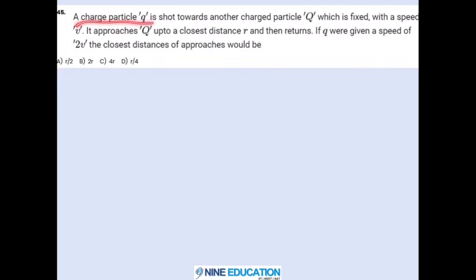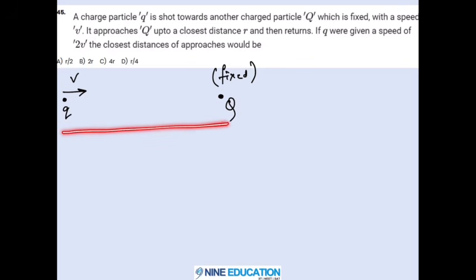A charged particle Q is shot towards another charged particle capital Q, which is fixed, with a speed of v. It approaches capital Q up to a closest distance r and then it returns. If Q were given a speed of 2v, the distance of closest approach would be what? Try to understand this question. There is a capital Q that is fixed. There is a small q which is given an initial speed of v. And this distance is not specified. What is the initial distance between small q and capital Q?